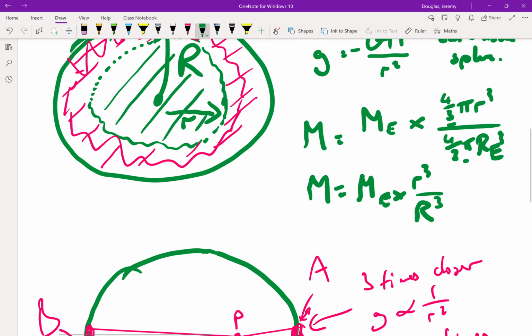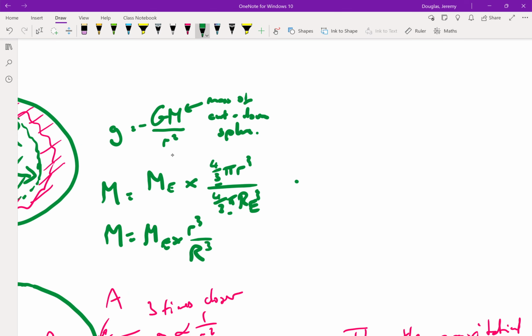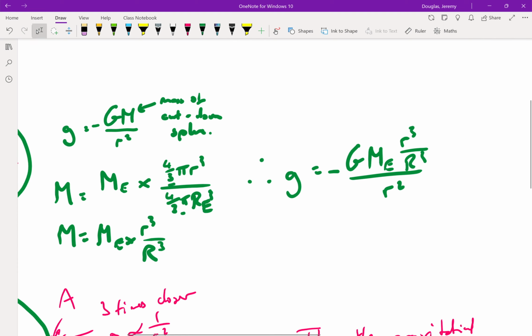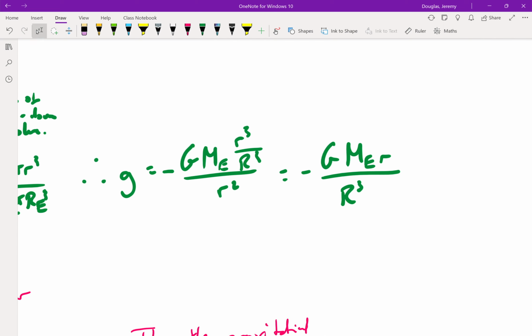So what we're going to have then, therefore, is g equals minus G times the mass of the Earth multiplied by r cubed over big R cubed, divided by little r squared. So we're going to get minus G M of the Earth divided by big R cubed, multiplied by r. Oh, look. g is proportional to r.